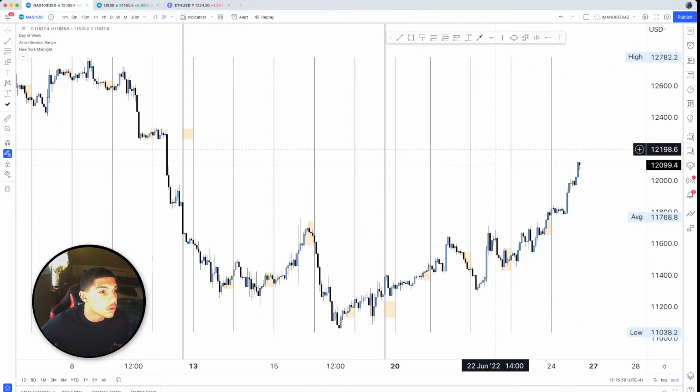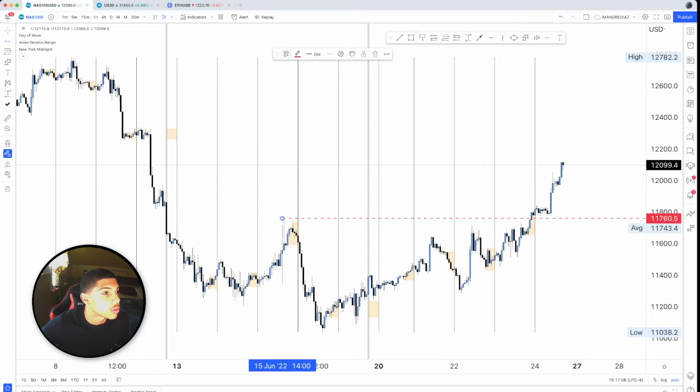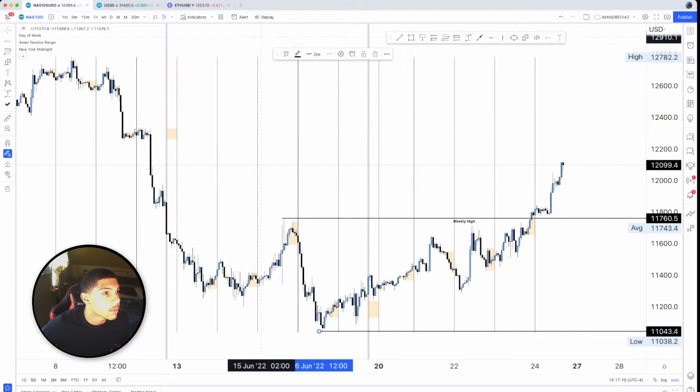We're just gonna do a little analysis. So we're gonna first start off by marking up the previous week's highs, which are right in here. These are previous week's highs. Then we have the previous week low down here. We're going to use these as anchor points for potential fibs.